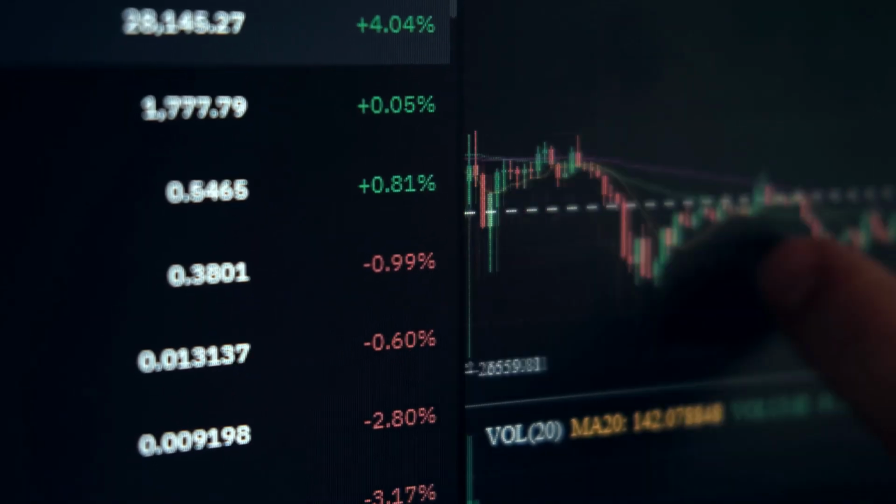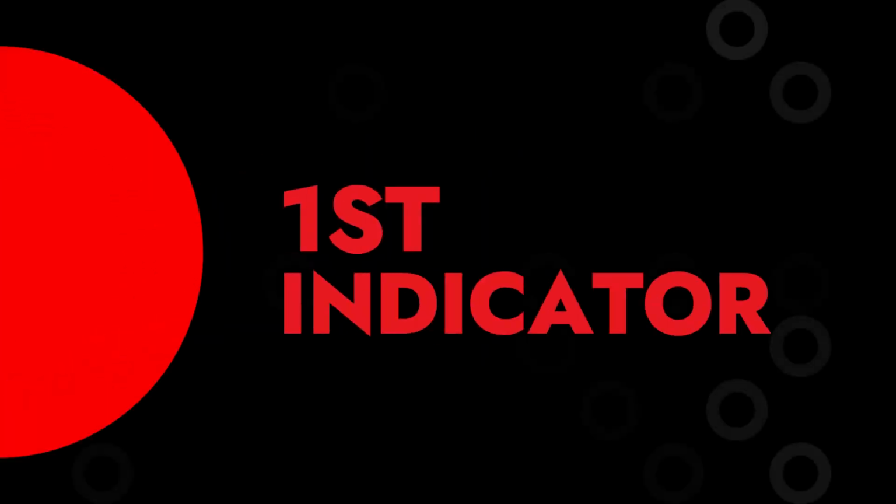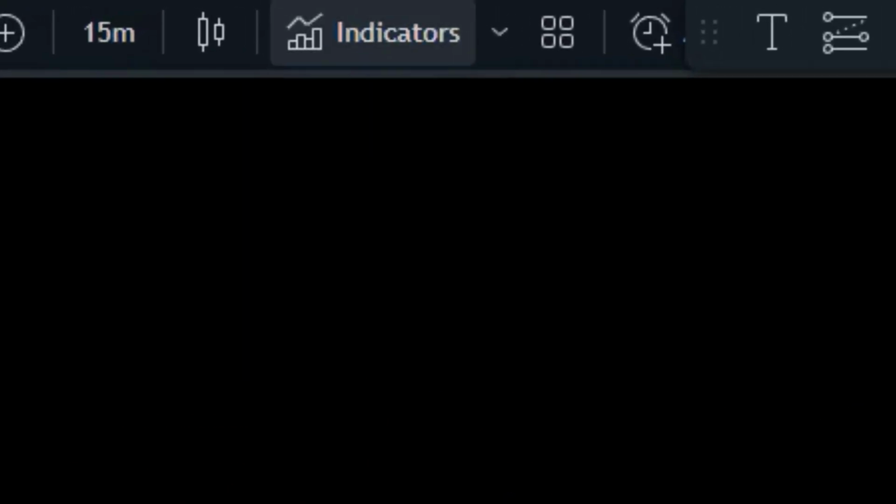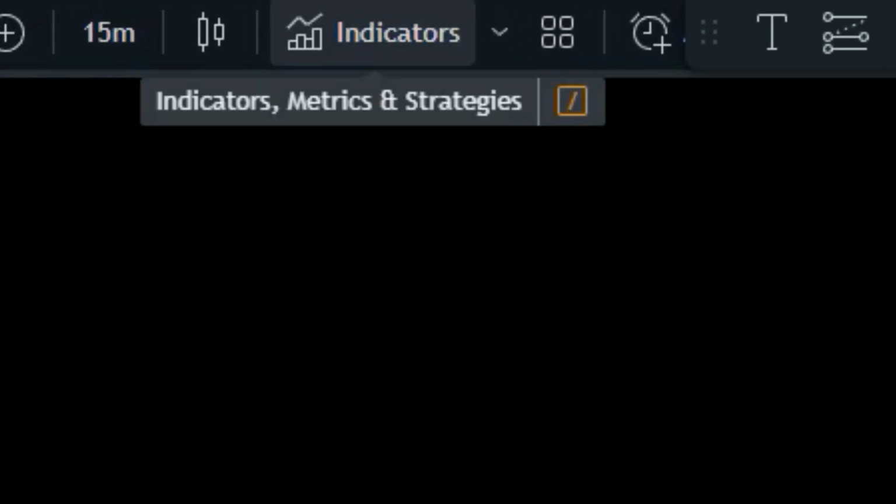Let's kick off this TradingView adventure by adding our first secret weapon, the 200 EMA filter parabolic SAR indicator. Just hop over to the indicator tab and search for this game-changing tool.